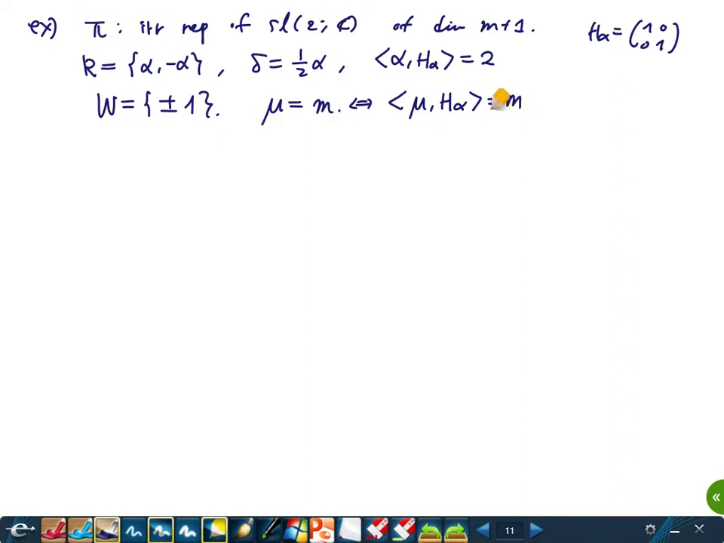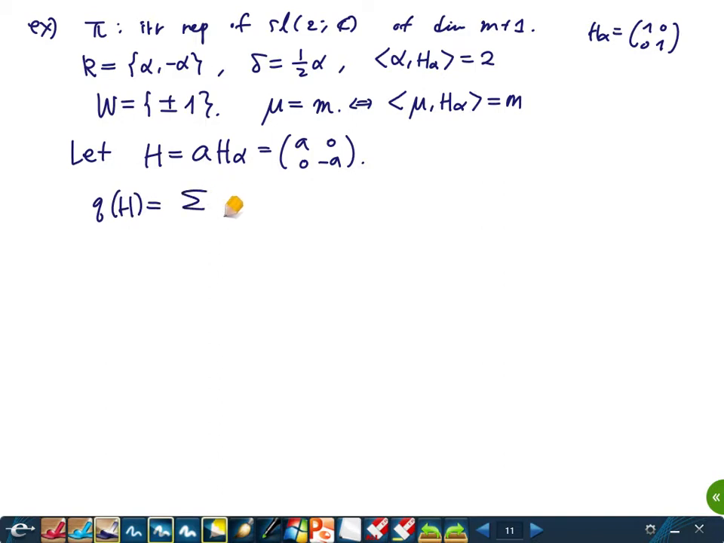Linear as a linear functional. Okay, let's take this element. Say generally it looks like this, right? General elements look like this. So this is a 0 0 minus a, and then what is q? The Weyl denominator, by definition, is the determinant e to the lambda delta h, right?